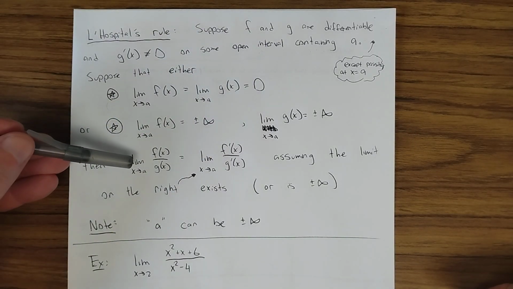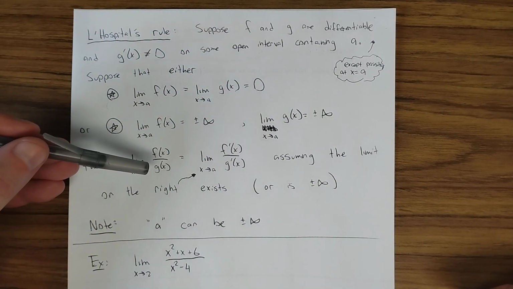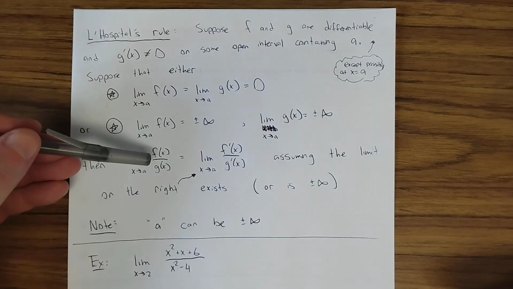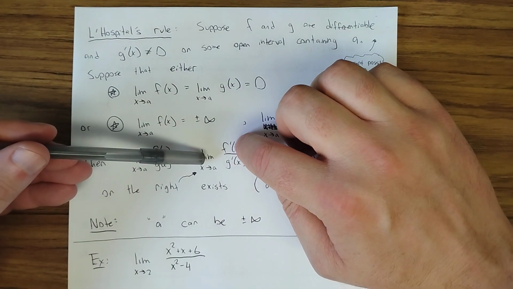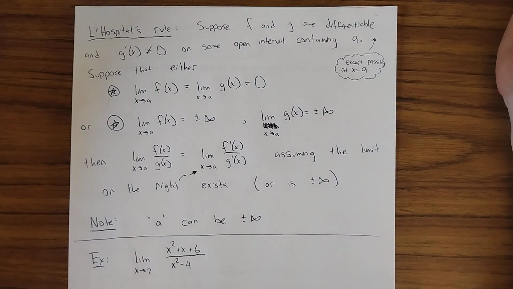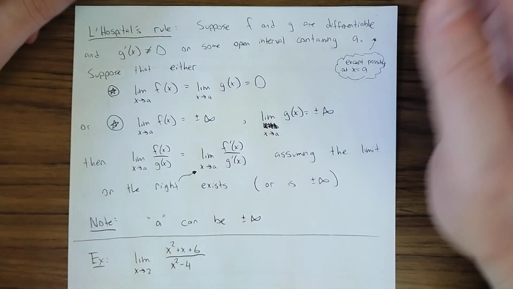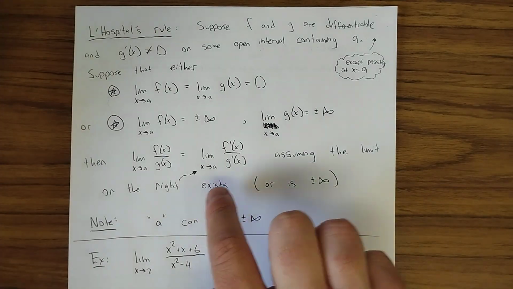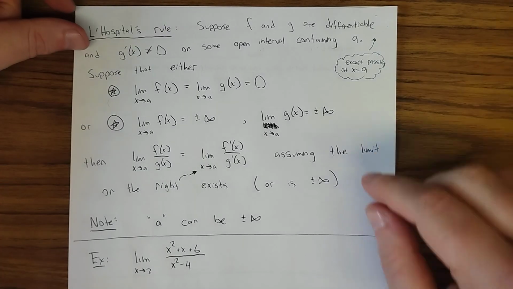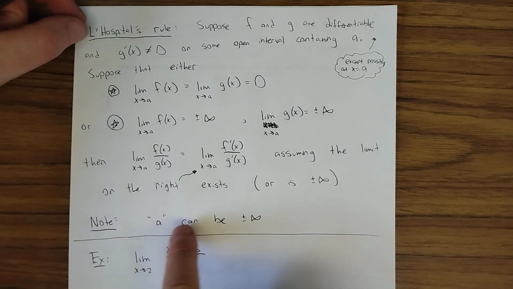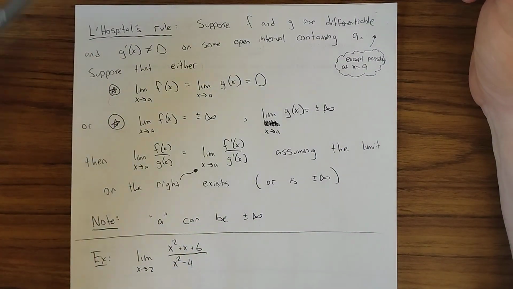Then when I try to do the limit of the fraction f of x over g of x, that's going to give me the same answer as if I did the same limit but with f prime over g prime, assuming that this other limit actually exists. When I say it exists, that includes the possibility that it could be infinity or negative infinity. Also, this rule still applies if a is infinity or negative infinity. That's the number that x is going to.